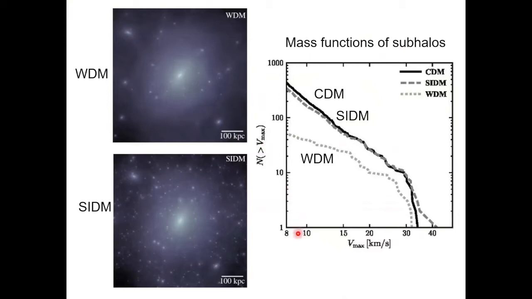So here we show the number of satellites as a function of the maximum circular velocity. Instead of mass, the maximum circular velocity is adopted as an indicator of mass. This is a cumulative number of satellites. In warm dark matter theory, the number of satellites is reduced to something like 120 or 50. So it's comparable to the currently known number of satellite galaxies. But CDM, and this is the self-interacting dark matter theory, predicts more, about a few hundred.